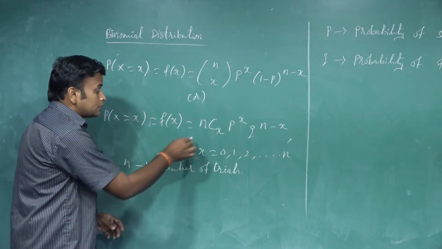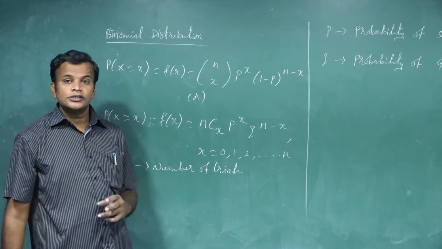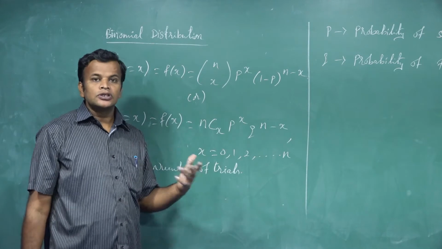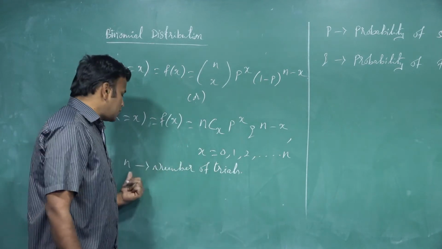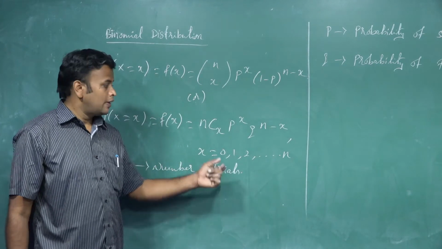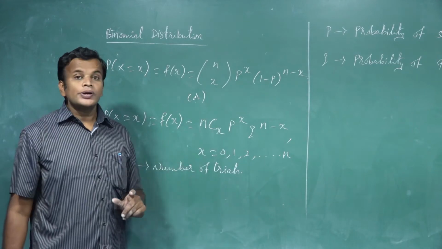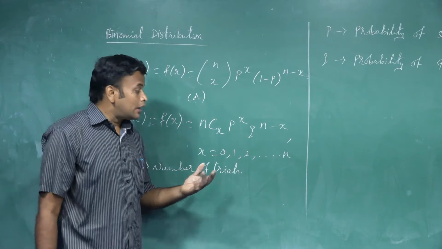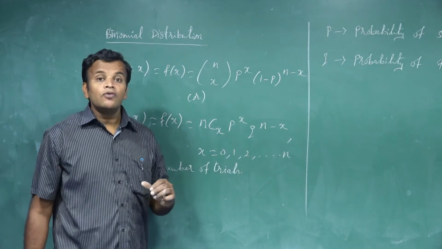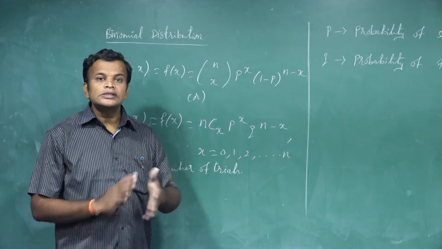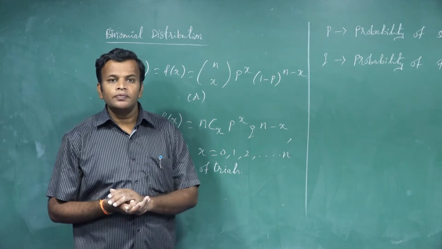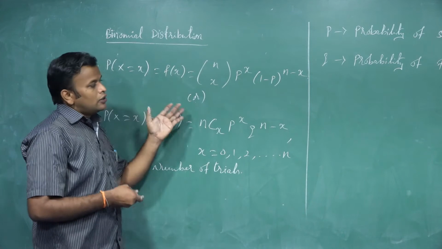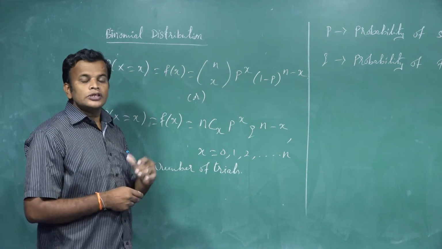Here n denotes the number of trials. How many times do we toss a coin? Is it 2 times or 3 times? So n indicates the number of trials. And p indicates the probability of success, and q indicates the probability of failure. If head is a success, then suppose tail comes, we assume it is a failure. So this is the formula, and the remaining problems all involve this formula.